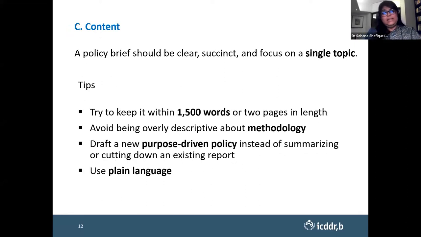Then the content. The policy brief should be very clear, succinct, and focused on a single topic. So we need to keep our policy brief short; that's why the name is policy brief.